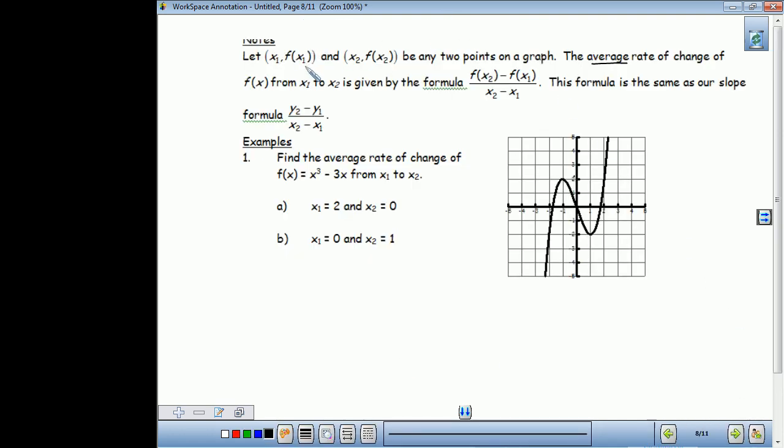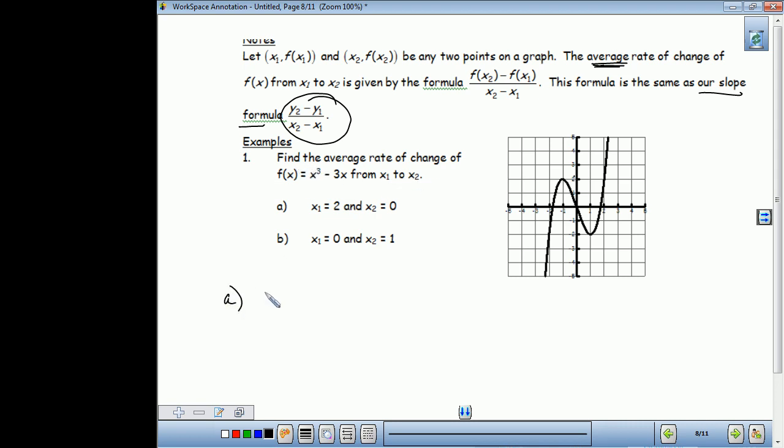Alright, so let's look at our notes. It said let (x1, f of x1) and (x2, f of x2) be any 2 points on the graph. The average rate of change of the function from x1 to x2 is given by this formula: f of x2 minus f of x1 over x2 minus x1. That is the same as our slope formula, y2 minus y1 over x2 minus x1. So, in this first example, find the average rate of change for this function from one point to the other.